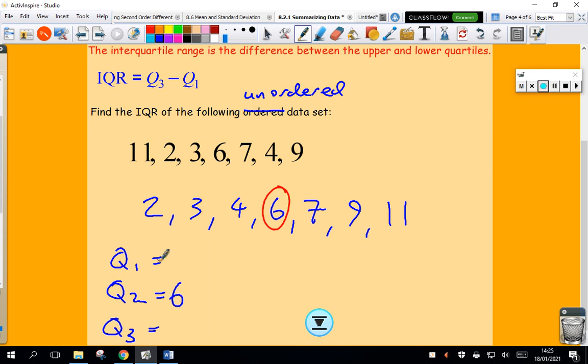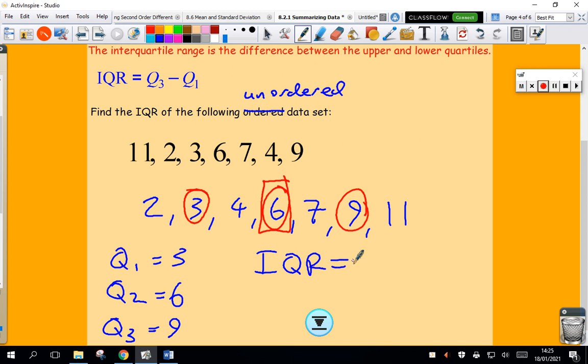Q1 is the median of this lower set here, and there's 3 items in the lower set. Notice we don't include the 6 here in my lower set. It's 2, 3, and 4. There's only 3 values in here. There's my lower quartile. My upper quartile is going to be the median of the upper set. So 3 is my lower quartile, 9 is my upper quartile. My interquartile range is going to be the upper quartile 9, subtract the lower quartile 3, which is 6.